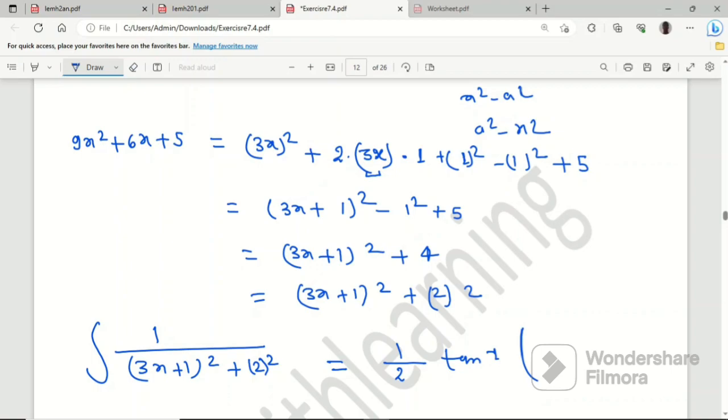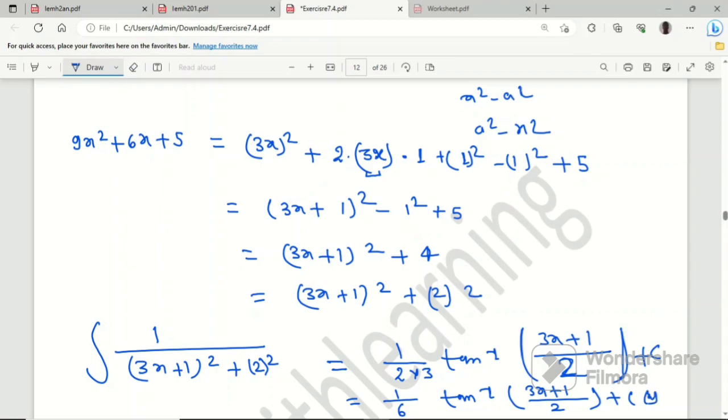So I'll write 3x plus 1 upon a, which is again 2. But I need to differentiate also because our variable has changed. Since the variable is not only some particular z or x, there is some coefficient with x also. So I need to differentiate. I'll get 3, so I'll send it to the denominator. So this will be my answer: 1 by 6, tan inverse (3x plus 1) upon 2 plus c as our answer.